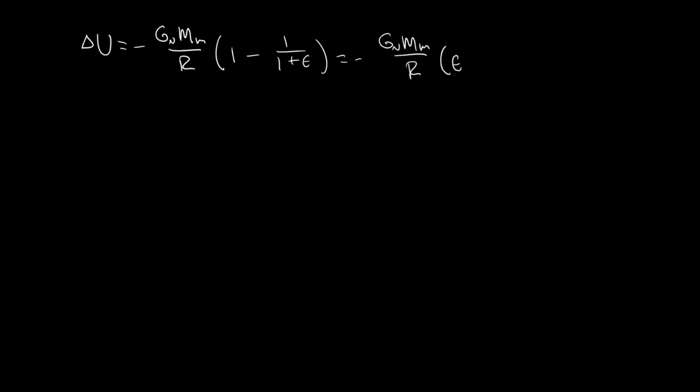So I can just write this out again. GMm over R times 1 minus 1 over 1 plus epsilon. And now instead of expanding just to first order in epsilon, let's go another order in epsilon. And I won't bore you by doing this explicitly, but what you find is something like this, plus order epsilon cubed. So just something with the opposite sign, but higher order in epsilon.